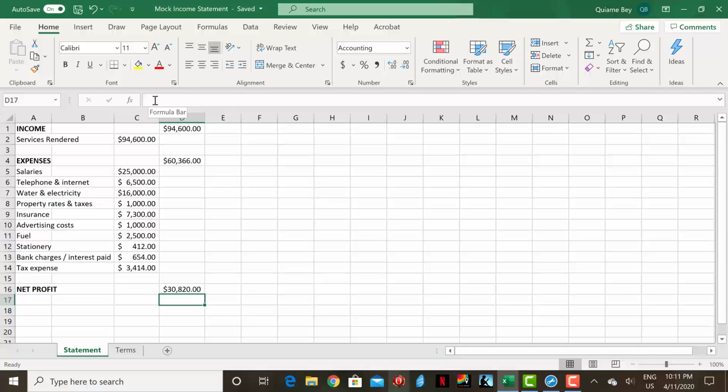As we wrap up this lesson, consider the following questions. What is the purpose of the income statement? If using a spreadsheet, what is the easiest way to calculate numerical data?